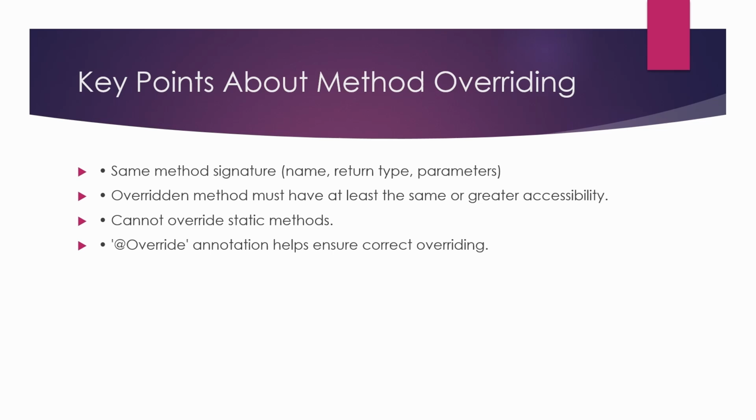Here are some key points to keep in mind about method overriding. The method signature, name, return type, and parameters must remain the same. Overridden methods should have the same or greater level of accessibility in the subclass. Static methods cannot be overridden. Using the @Override annotation helps ensure that the method is correctly overridden, reducing errors.